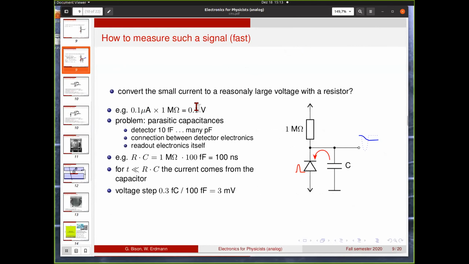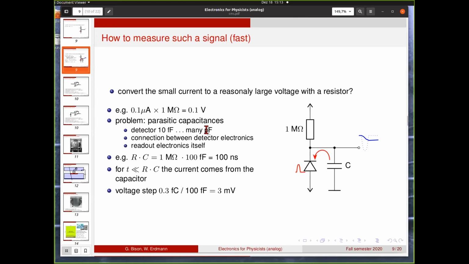However, in practice, it doesn't. And the reason for that is that there's always parasitic capacitance. There's, for instance, the detector itself, which has typically capacitances of 10 femtofarad for very small pixel detectors, up to many picofarads for a strip detector. And these capacitances will make it impossible to detect the signal.